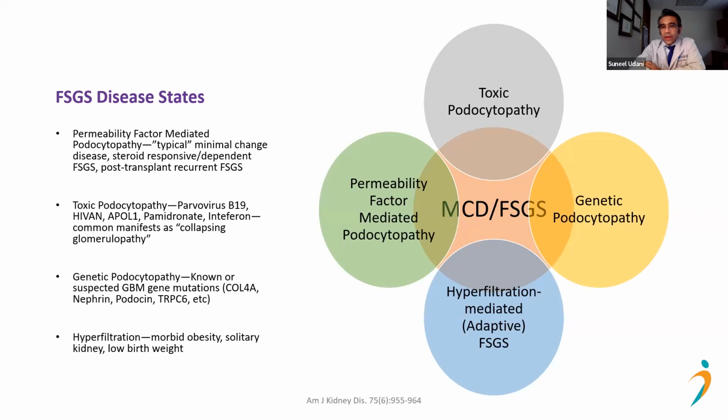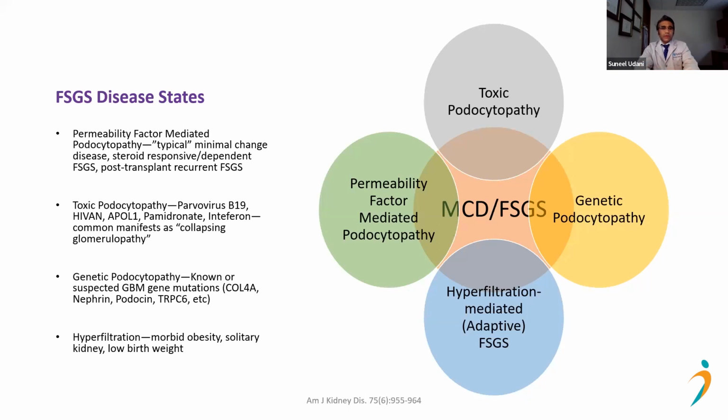On the right, in the yellow, you have the genetic podocytopathy. So really those are ones that have clearly a variation in a gene that is responsible for making up a podocyte or making up a glomerular basement membrane. Some of them are listed there.